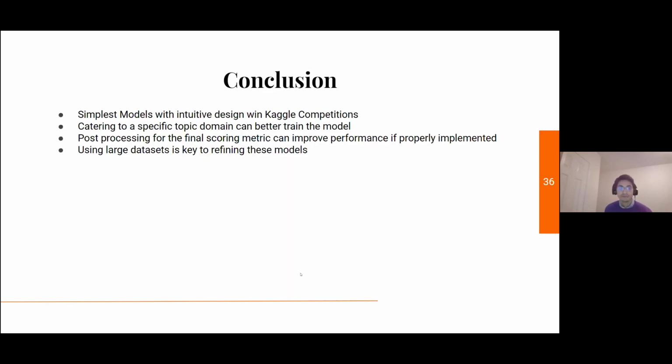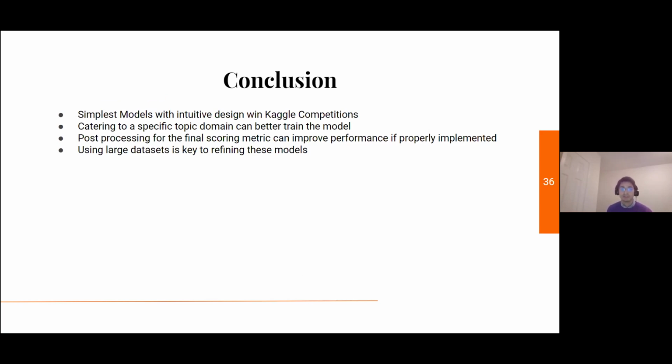So in conclusion, the simplest models with the most intuitive design won this Kaggle competition. Certainly, if the second team had trained that BART model and included it with theirs, it would have worked even better.